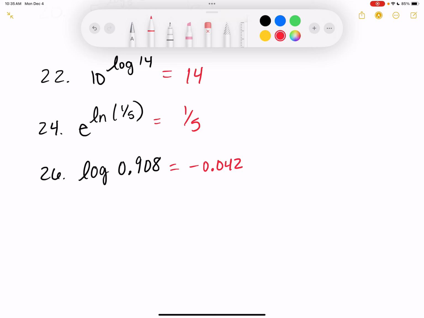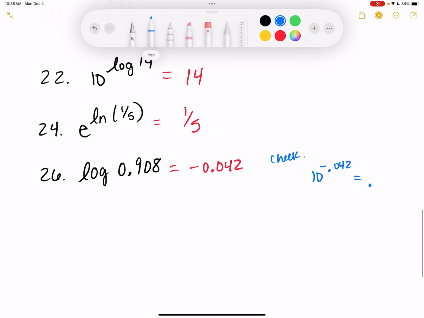Now, if you're ever not sure, we can use the e thing to check it. So you could check it by doing 10 raised to the negative 0.042 is equal to, and it's going to give you out something. Because we rounded, it might give you something slightly off, but it should basically give you 0.908 in case you ever wanted to check it. You don't have to by any means. I just want you to know that you can.